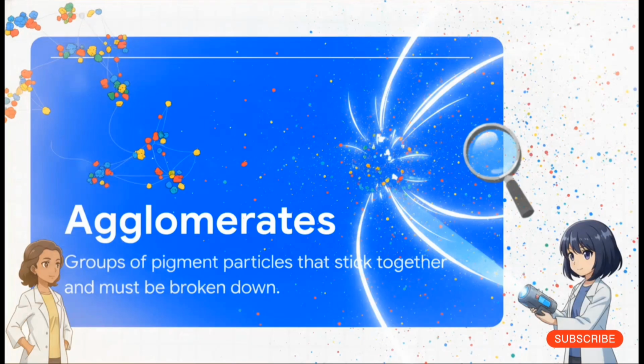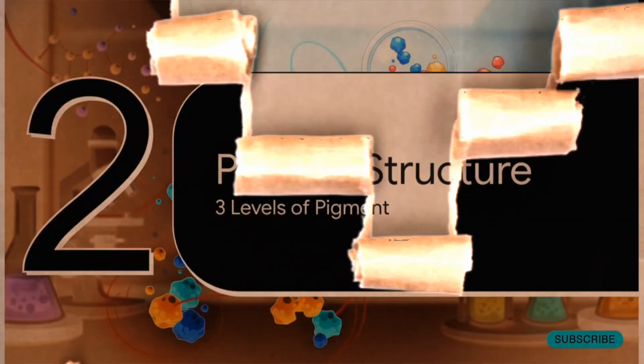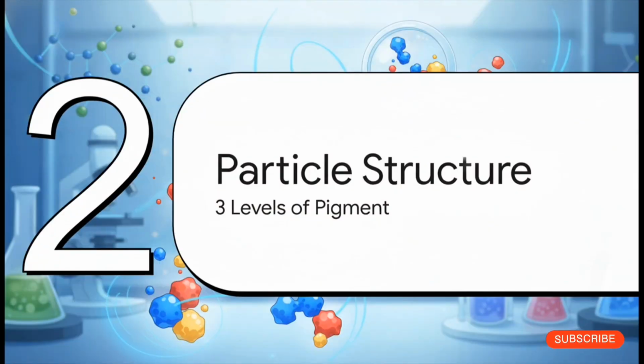So what's actually happening at a physical level? When pigments are first manufactured, their particles naturally like to stick together into these clumps. We call these clumps agglomerates. The whole name of the game in color compounding is to break these specific agglomerates apart so we can distribute that color evenly.